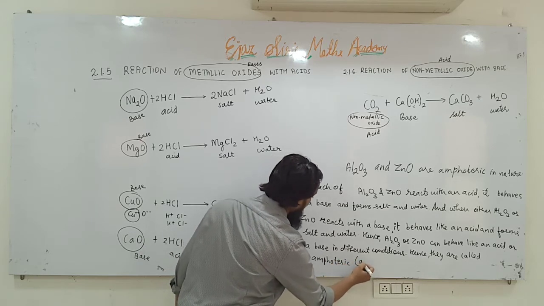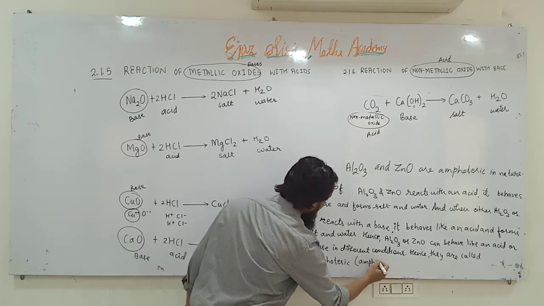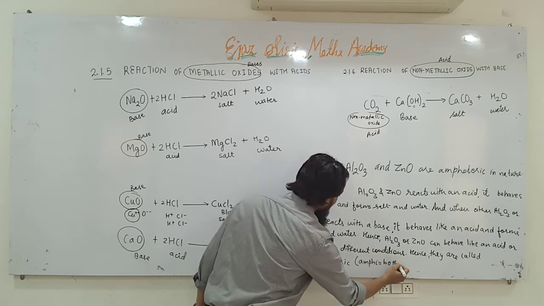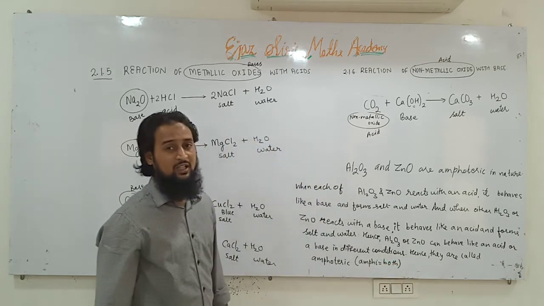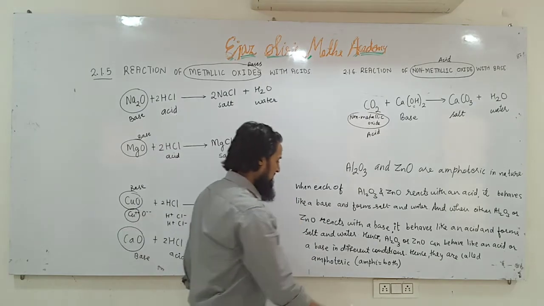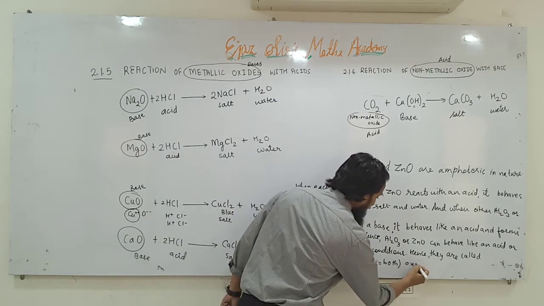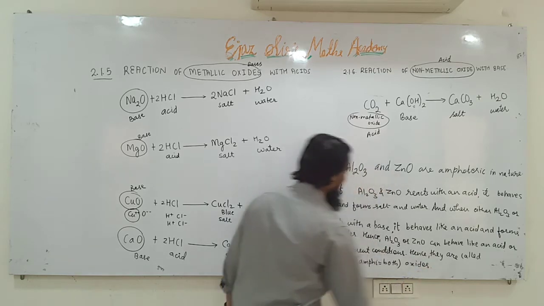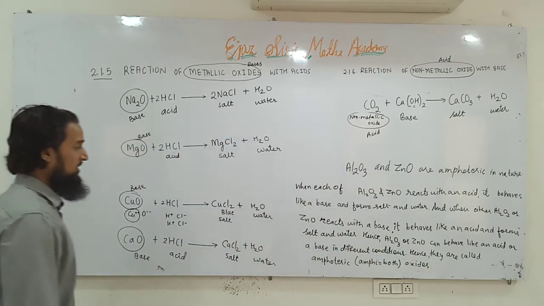Amphoteric, what is the meaning of the word ampho? Amphi means both. You have studied amphibious animals in the 9th standard. So amphoteric, ampho means both. So these are amphoteric oxides.